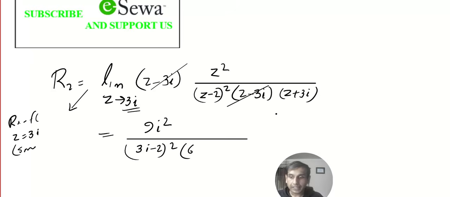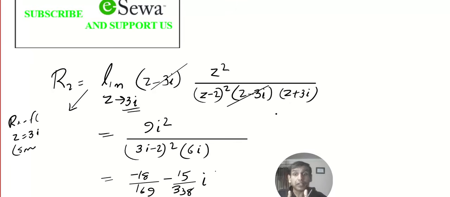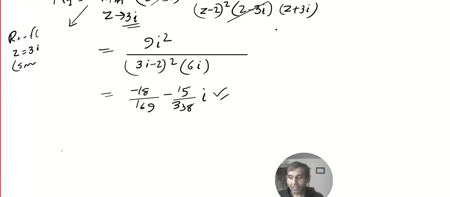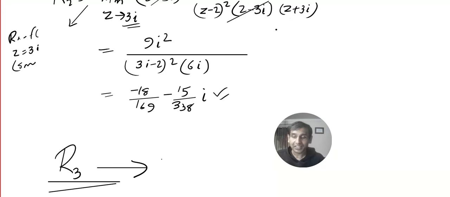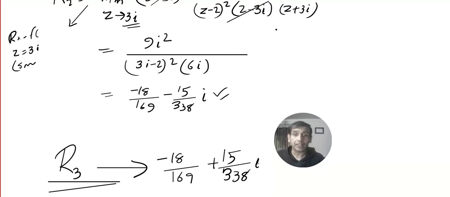3i plus 3i is 6i. I used my calculator. I got the answer minus 18 by 169 minus 15 by 338 i. If you don't want to use a calculator, that's fine. That's pretty fine. You can simplify it. Check whether you're getting this answer or something similar to this. R3 as always is homework. Don't cheat yourself. Try it. Anyway, I got the answer 18 by 169 plus 15 by 338 i.